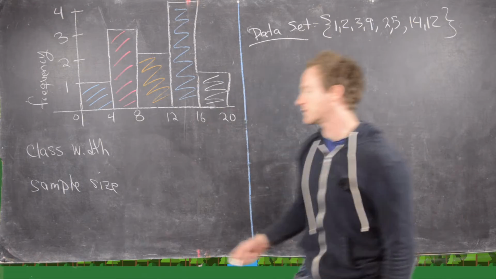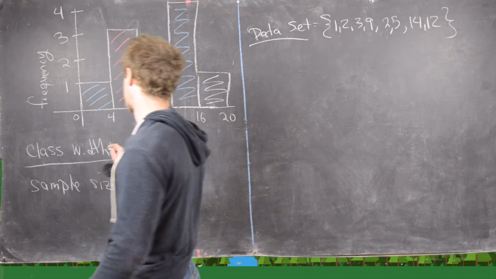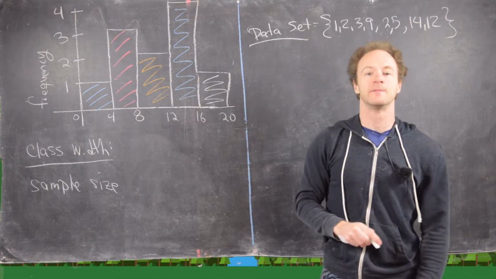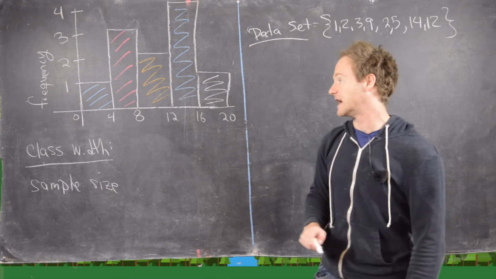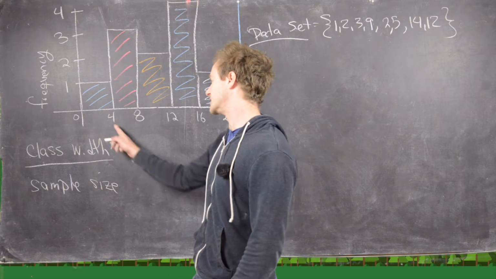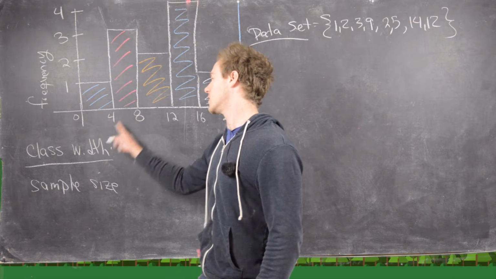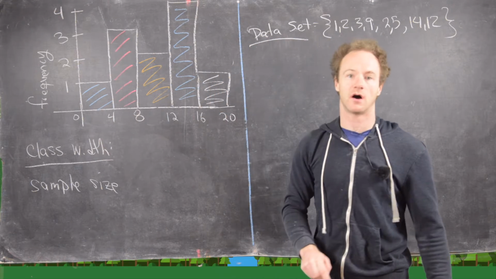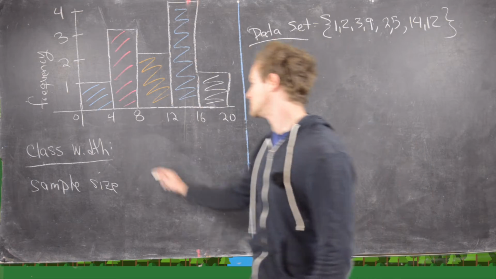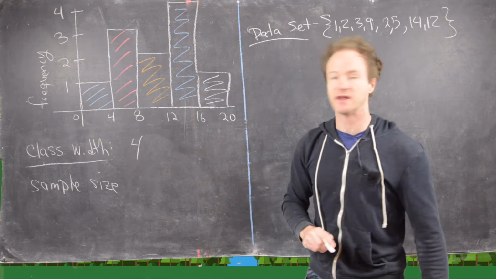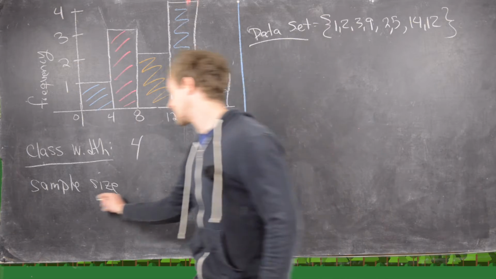Okay, great. So the first thing to answer is, looking at this chart, what's the class width? And remember, that's how you break your data down. And notice the class width is going to be 4, because all of these ranges are ranges of 4. And so we can just say the class width here is 4. And then what's the sample size?